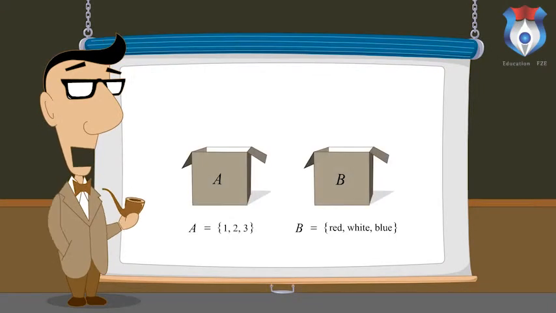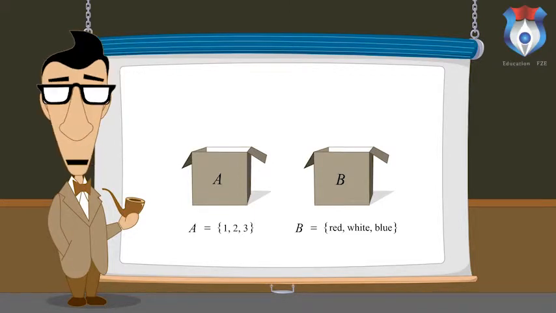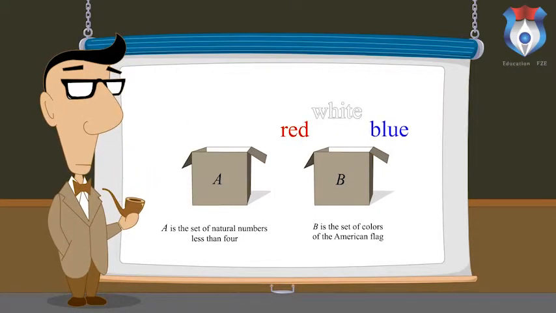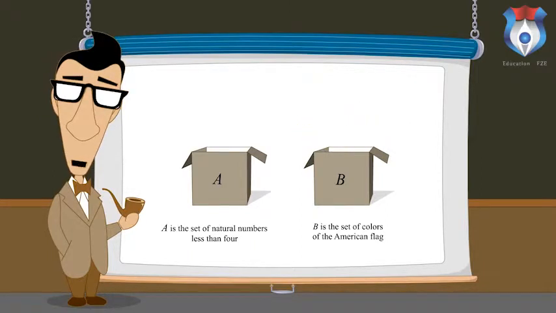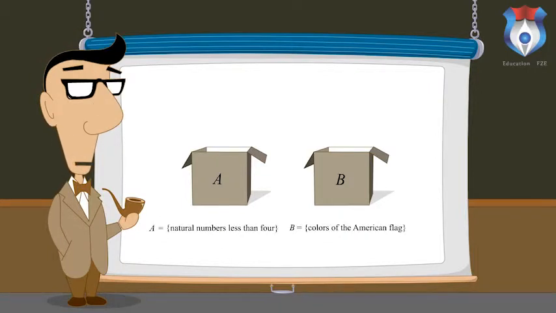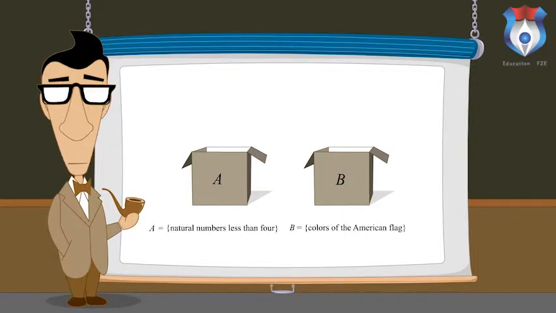Instead of listing each member, a set can also be defined by stating the properties that its members must satisfy. For example, for set A, instead of listing the elements, we could say that A is the set of natural numbers less than 4. And we could define set B as the set of colors of the American flag. Another option is to enclose the description in curly brackets. The brackets are read as the set of all. For example, A is the set of all natural numbers less than 4.